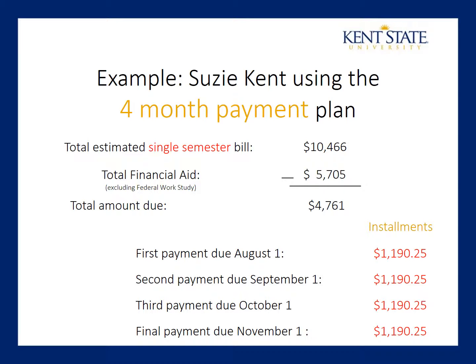The Bursar's office divides this amount by 4 to determine her monthly payment amount, which is $1,190.25. As you can see, Suzie's first payment is due on August 1st. Each subsequent payment is due on the 1st of the month. Note that Suzie Kent's example does not account for use of a Parent Plus loan or a college savings plan. Any outside resources such as these will help to reduce out-of-pocket costs.